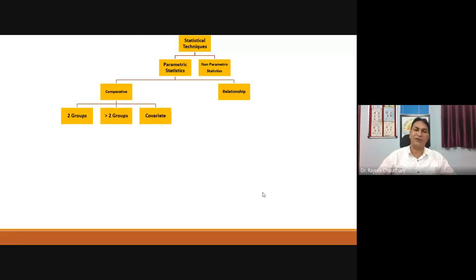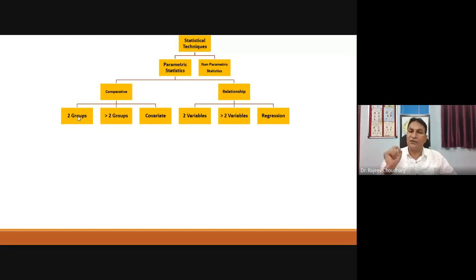After that we will discuss covariate. By taking covariate, we will discuss the relationship statistics. We know that the technique used to compare two groups is known as a t-test. In other words, the technique used to find out the significant difference between the means of two groups is known as t-test.